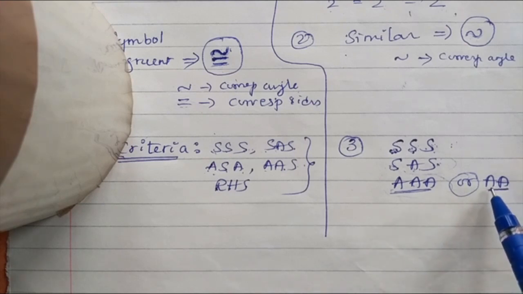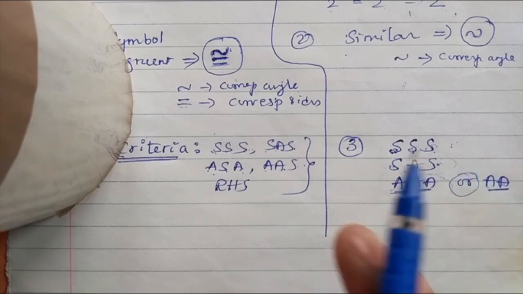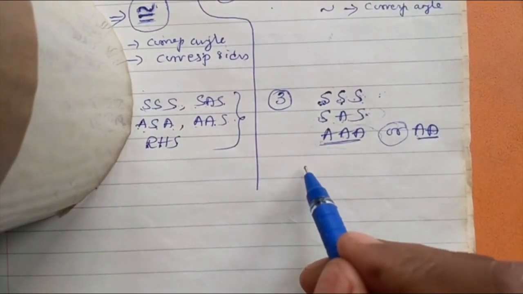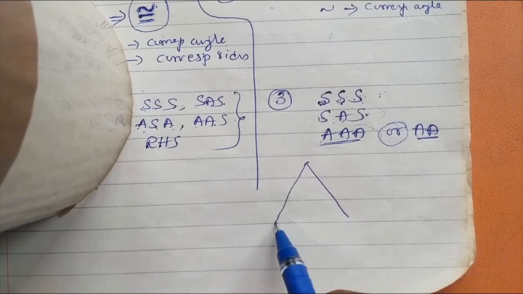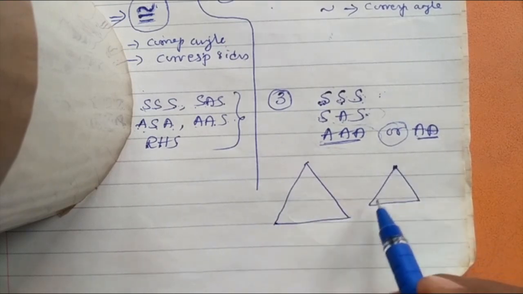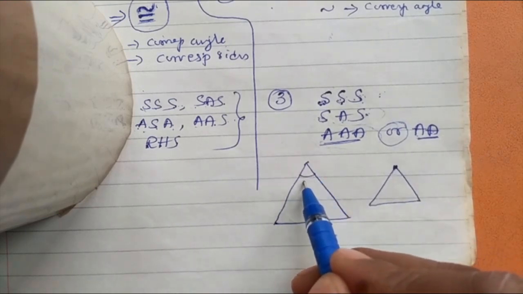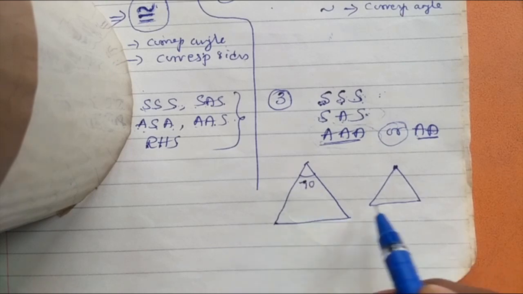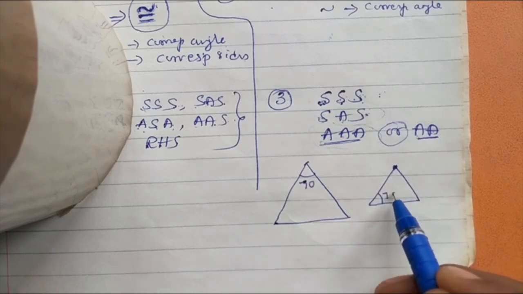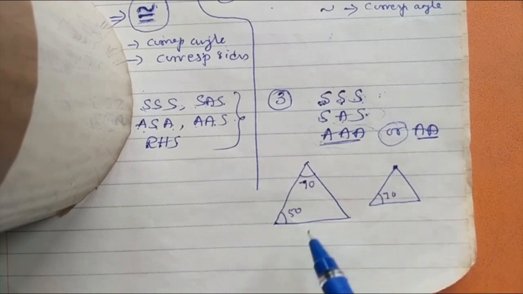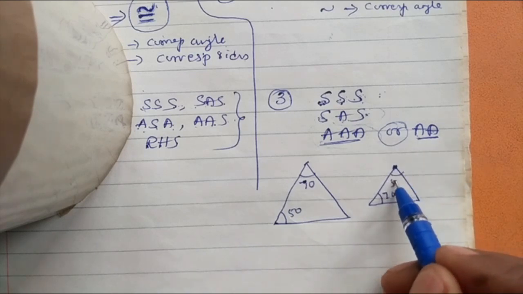In any 2 triangles, if 2 angles are equal, obviously the third angle is definitely equal. Let's see one example. In this triangle, let this angle be 70 degrees. Here this is 70 degrees. Here it is 50 degrees. Here this is 50 degrees.